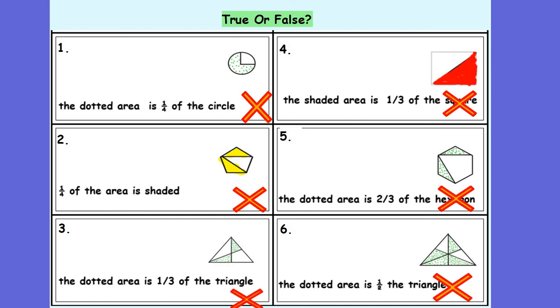Okay, let's go through the answers. The first one was false, that's actually 3/4. A quarter is the bit that isn't dotted. The second one's false, those areas are not all the same size and it's not split into 4. The third one's false, that is not split into 3 and we haven't just highlighted one of them. This is a half, not a third. Number 5 is split into 3 but those parts are not equal, so that's false. And number 6 is also false.